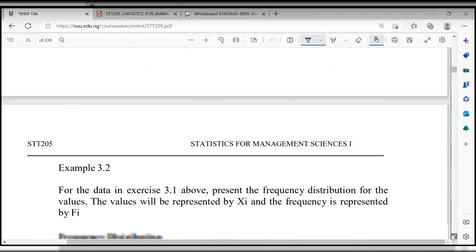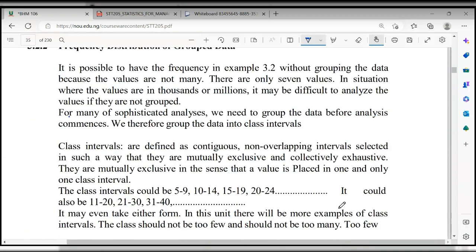Now let's look at an example. They said that there are only 7 values from that example that we were given, I believe. In situations where the values are in thousands or millions, it may be difficult to analyze the values if they are not grouped. So we use grouping when we have a lot of values. For many of the sophisticated analyses, we need to group the data before analysis commences. We therefore group the data into class intervals. So we've seen what they mean by class intervals.